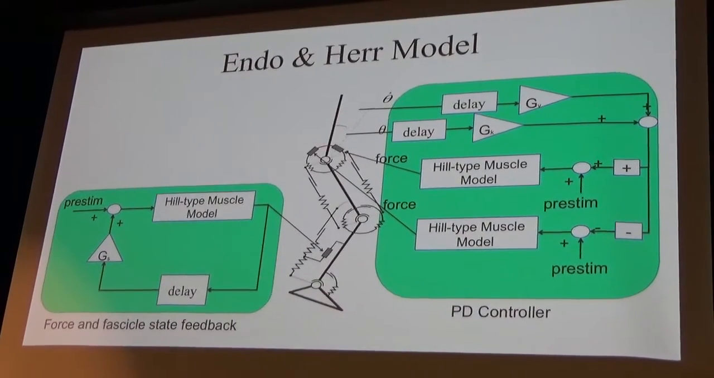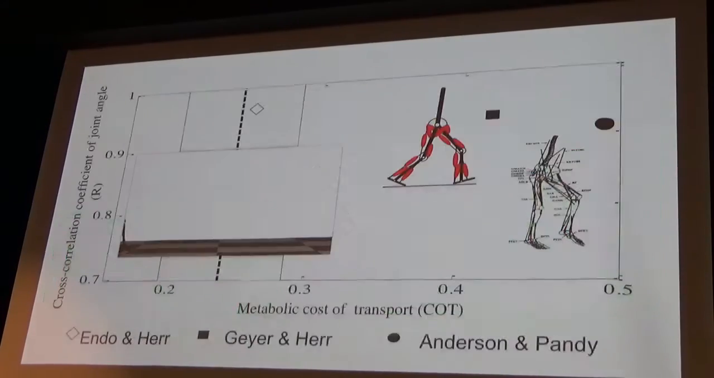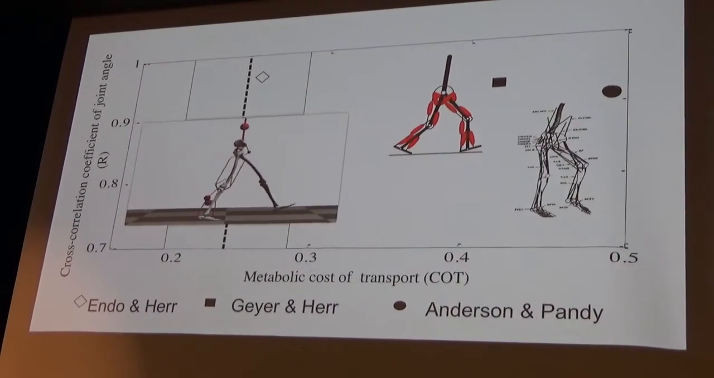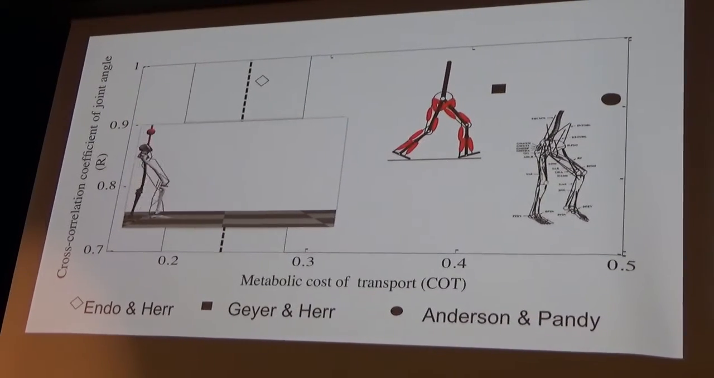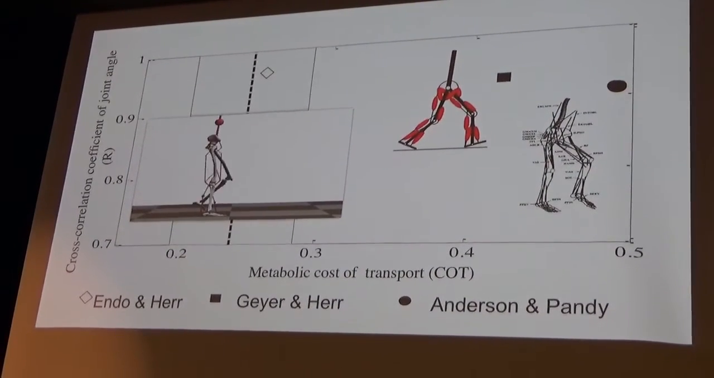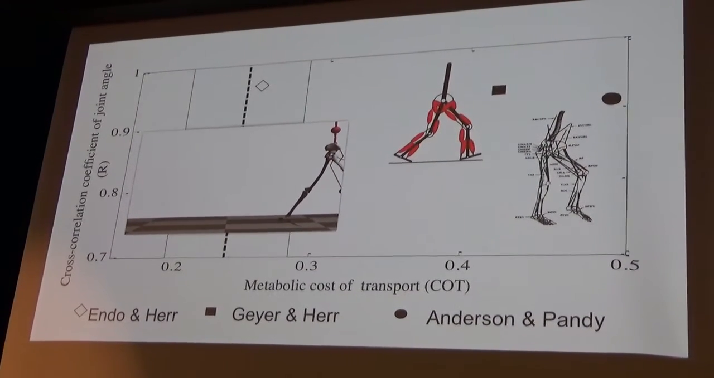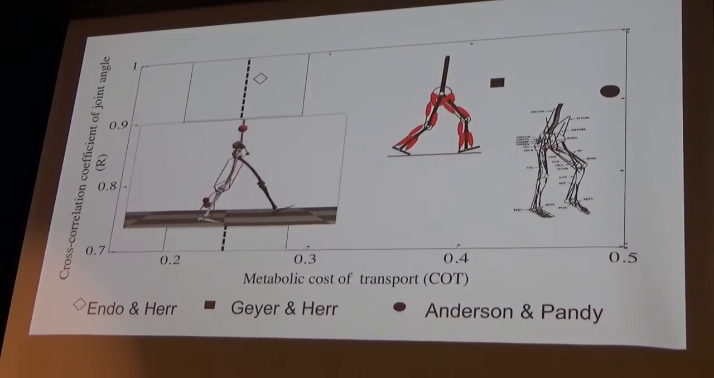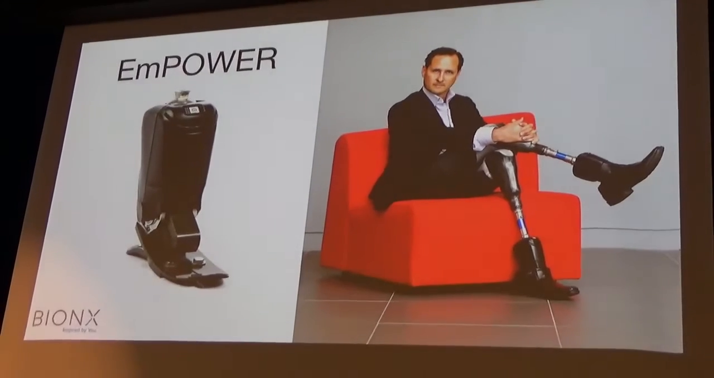For the monoarticular hip muscles, we do essentially a PD control to keep the body upright in pitch. We then run a dynamic optimization. We vary morphology and control parameters, and we find the solution that falls within the metabolic cost of transport that kinematically walks like a human to the greatest extent. So such a model informs what we build.